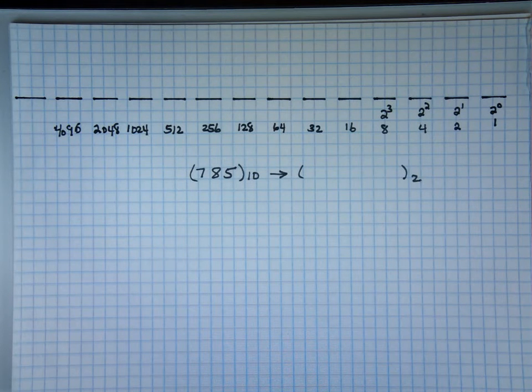Where'd you go? Pencil somewhere. There's an eraser on it. There we go. Yep.